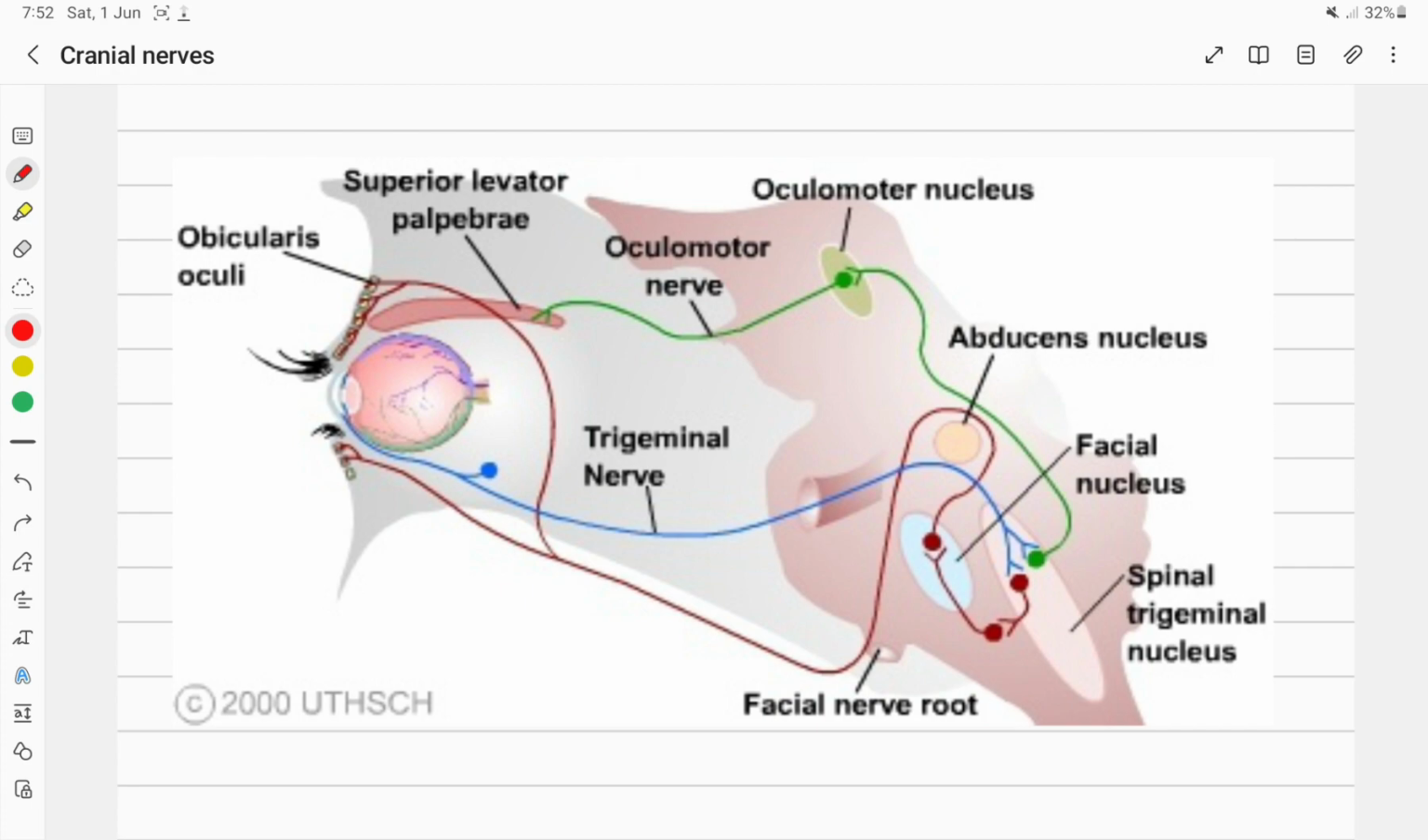I hope you guys are clear about the visual fields and the optic nerve pathway, and what happens to our visual fields when there are lesions in the visual pathway. So many aspects I taught you in this video.